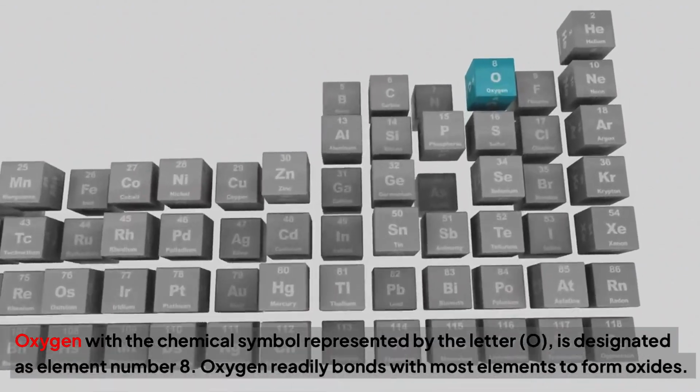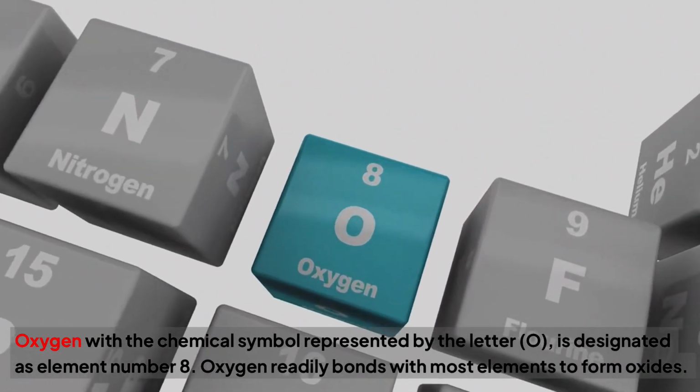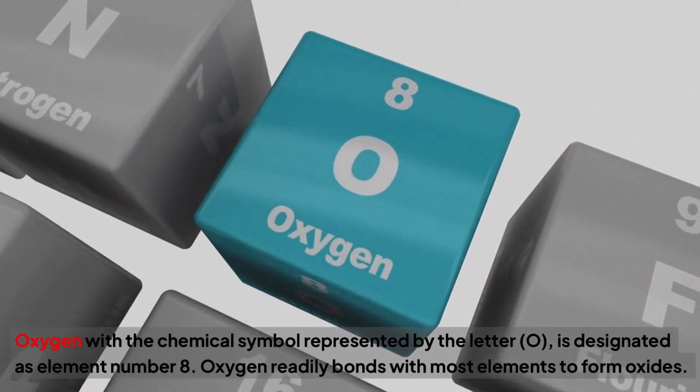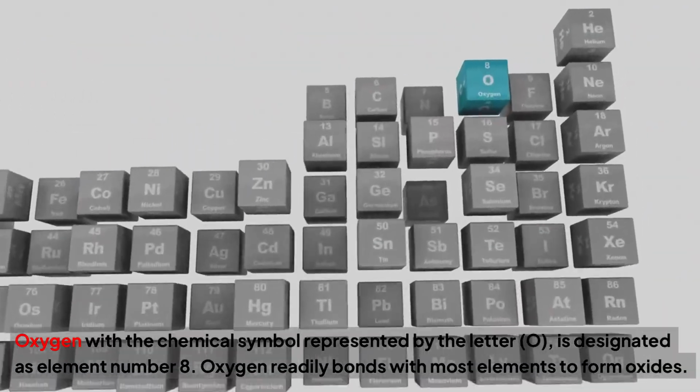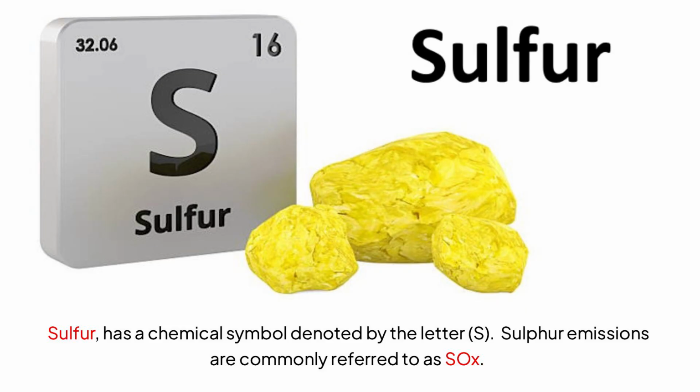Oxygen with the chemical symbol represented by the letter O is designated as element number 8. Oxygen readily bonds with most elements to form oxides. Sometimes these compounds are commonly, or generically, referred to as dioxins when referring to pollutants or emissions. Sulfur has a chemical symbol denoted by the letter S. Sulfur emissions are commonly referred to as SOx.